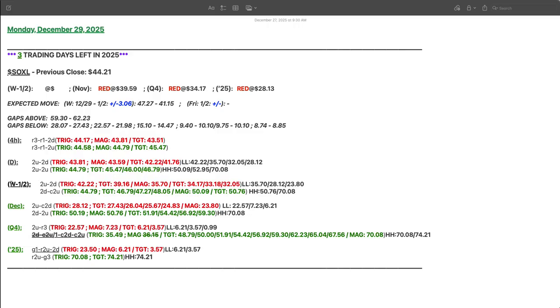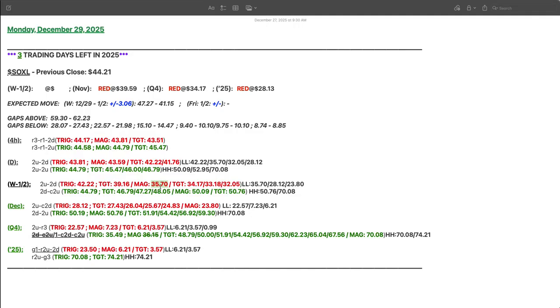Right now on the week, if we go to the downside, we would have a two up, two down reversal, triggering at 42.22. The magnitude is 35.70. We are technically in an uptrend on the weekend day, so we want to have an intermediate target in between the trigger and the magnitude, just because it is a decent size move in the face of an uptrend. So we have an intermediate target of 39.16, but ultimately the goal to the downside would be 35.70.